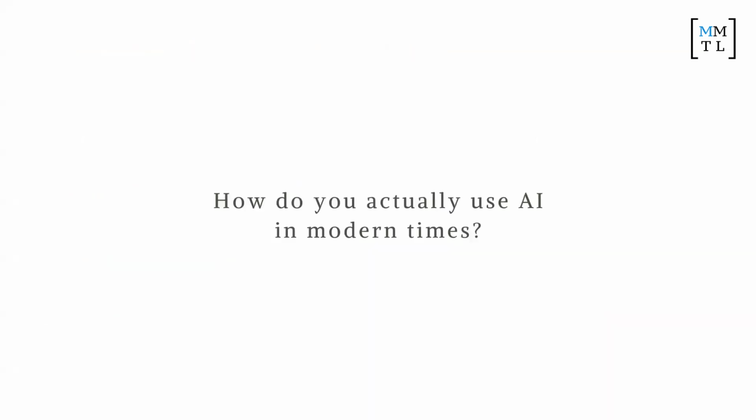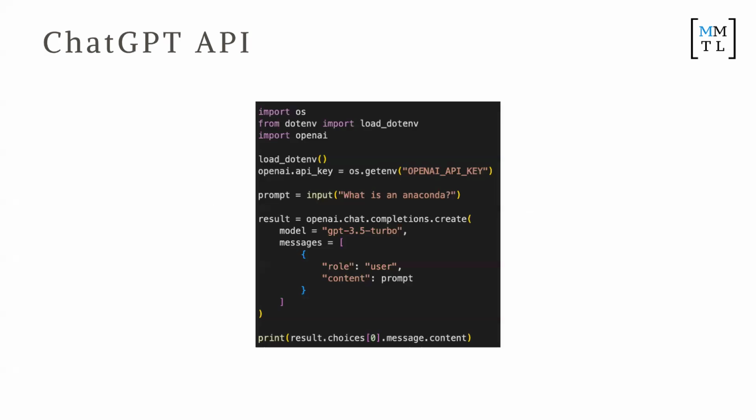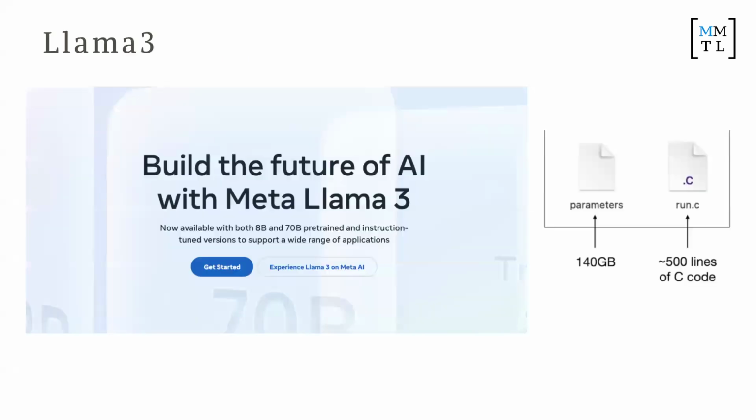All right, so how do you actually use AI in modern times? So we've shown before that you can just write a few lines of code and access these AI systems, right? So that is one way you can do so using code. You do have to pay for it though. If you don't want to pay for it, then you can use Llama 3, which is basically go to Meta's website here, you download the model, and then you try and run it. Okay, so it's pretty easy. Again, it's just 2 files. It's just a parameter file, and then you just simply run it.